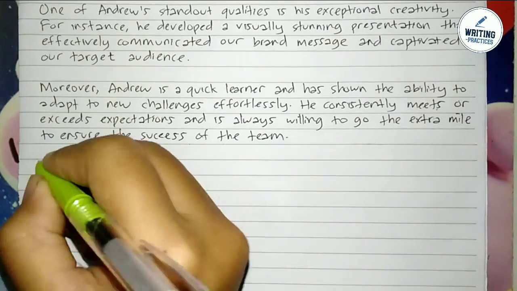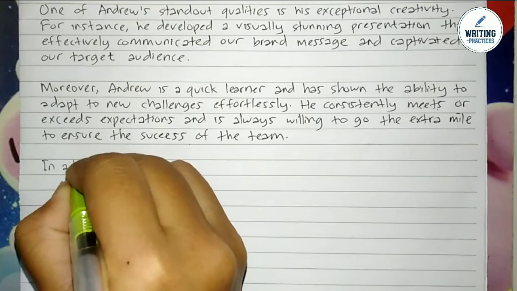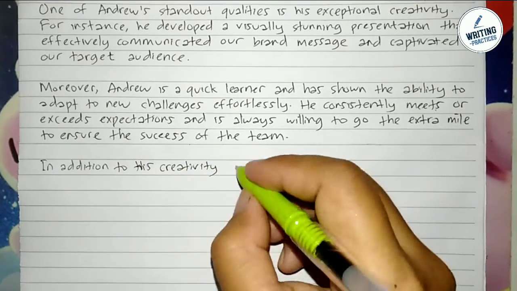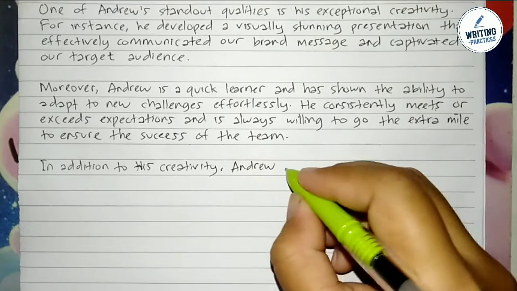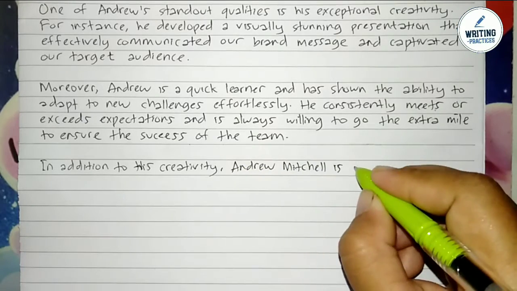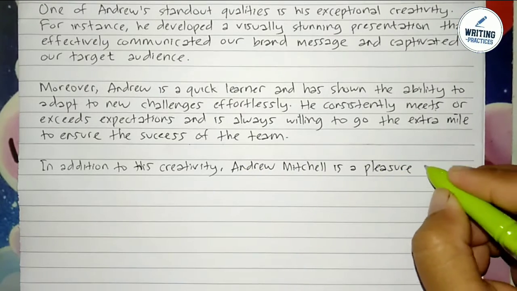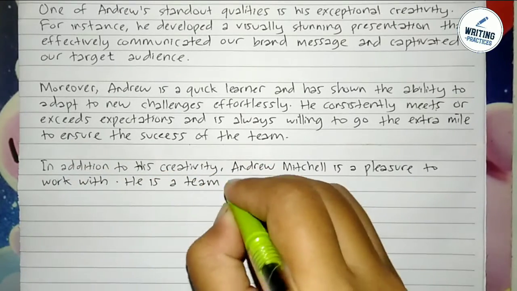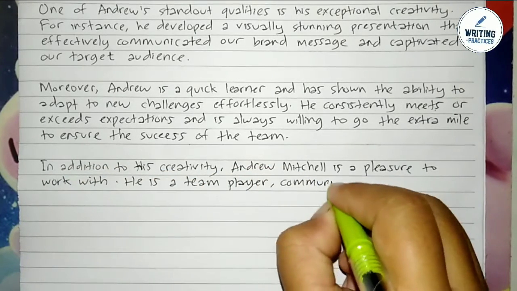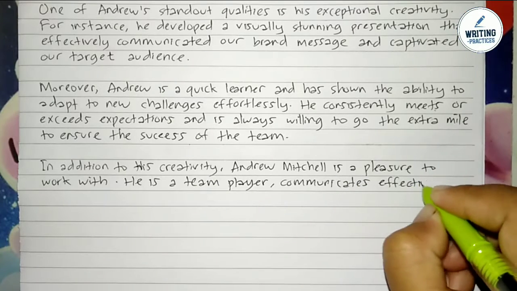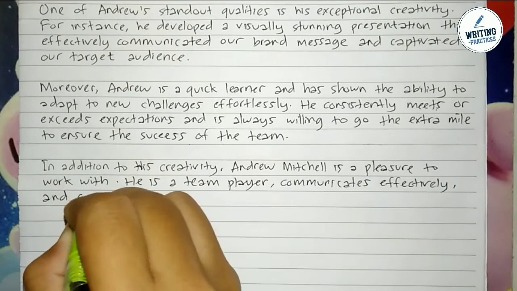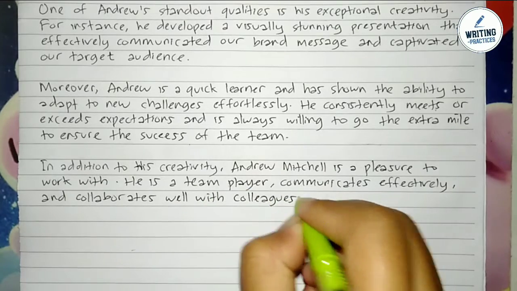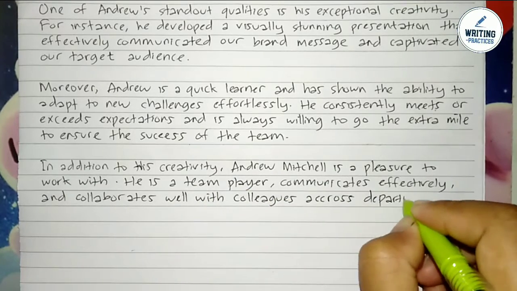In the fifth paragraph, you can elaborate the applicant's teamwork and communication. Just like this sample, the writer praises Andrew's ability to work well within a team. Sure, you can also talk about effective communication and collaboration across departments, and so on. And here is the example how you write it. In addition to his creative skills, Andrew Mitchell is a pleasure to work with. He is a team player, communicates effectively, and collaborates well with colleagues across departments.